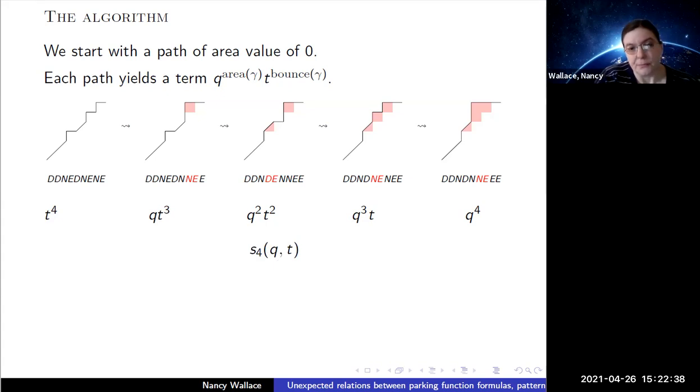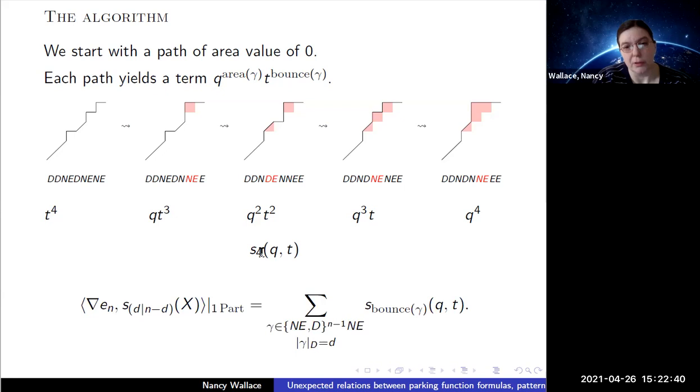And if we look again at this formula, what I'm saying is that you look at the bounce of this one, it will be your Schur function, and you use this algorithm if you want to know all the paths that come into play in that Schur function. It also gives a bijection that switches area and bounce between paths.